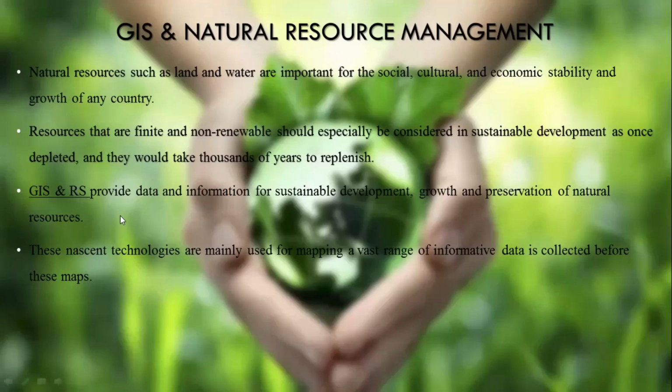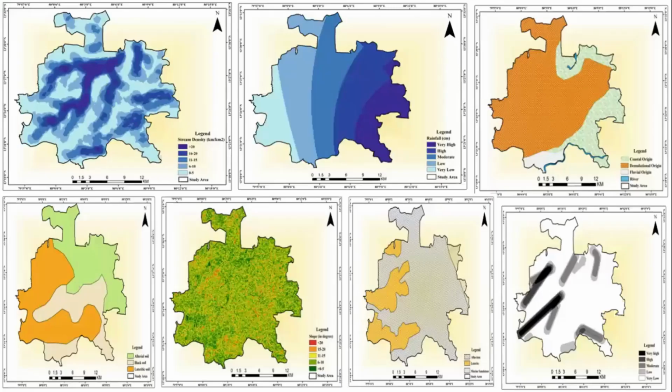So through RS and GIS, we get information for the sustainable development of these resources, how those natural resources can be preserved, and how we can map those techniques and data. Over here, what we try to do is find out the groundwater potentiality of a certain area in Tamil Nadu. For finding out the potential map, we first fed the software with some thematic layers.